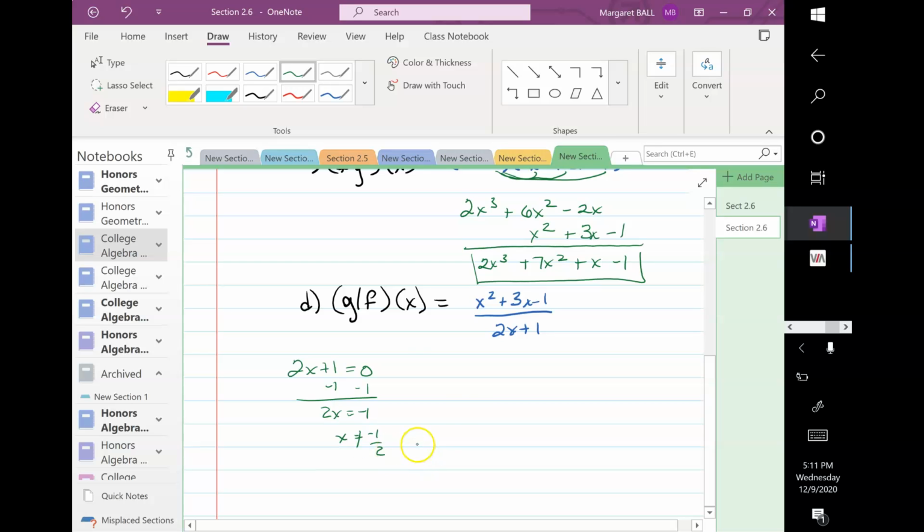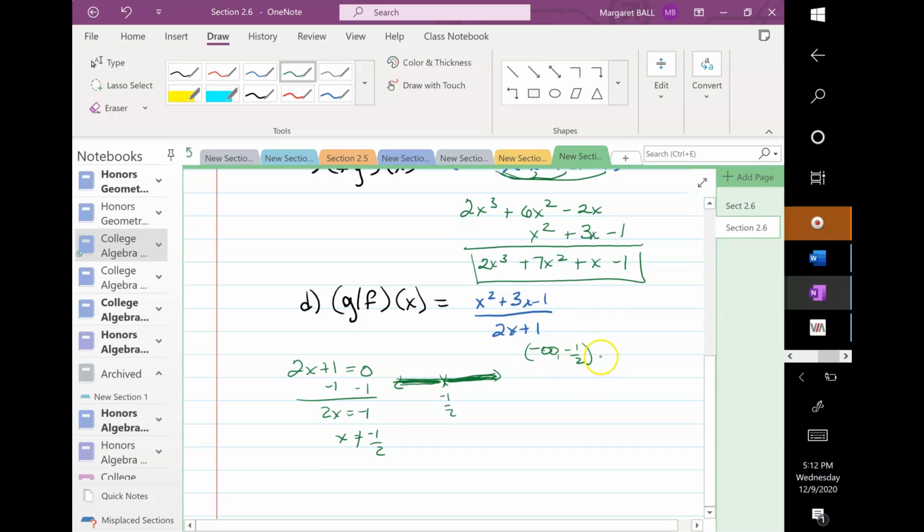So what can x be? Okay, so if x cannot be negative 1/2, it can be everything else but that number. It can be everything from negative infinity to negative 1/2, and then everything from negative 1/2 to positive infinity. So it can go from negative infinity to negative 1/2, can't be negative 1/2, in union with from negative 1/2 to infinity. So that's the domain.